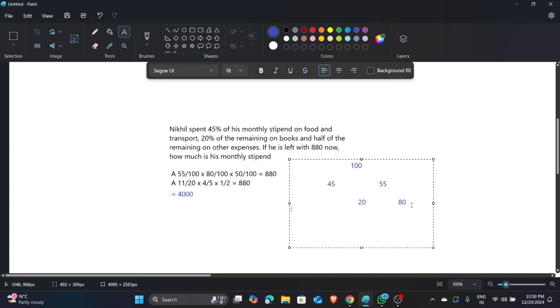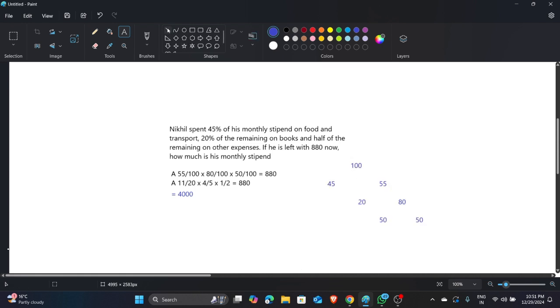And from this 80, the 50% he again spent on something. So okay, this is the tree diagram.